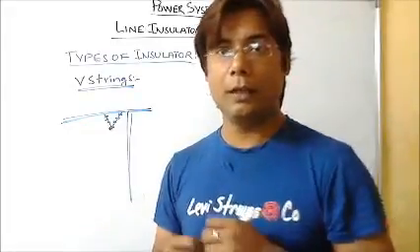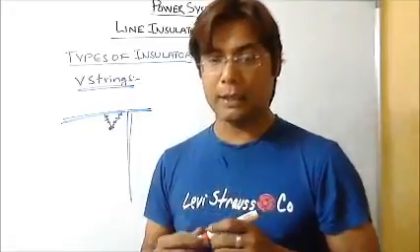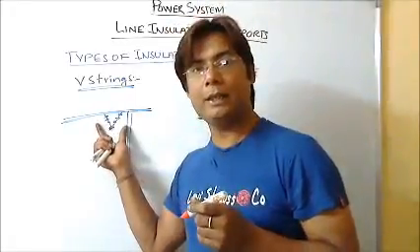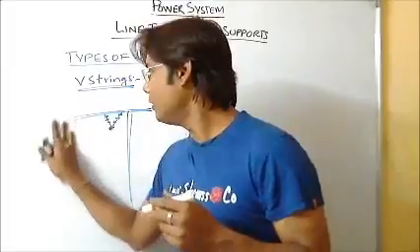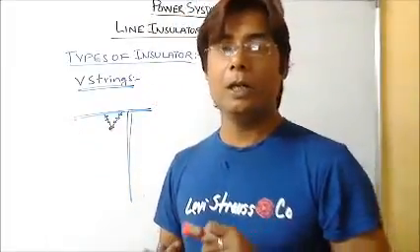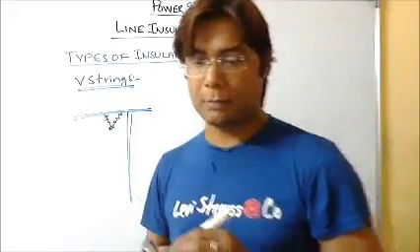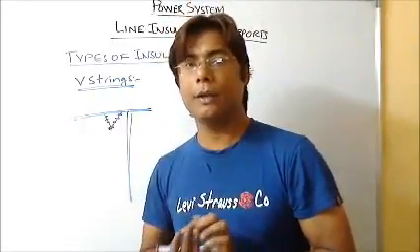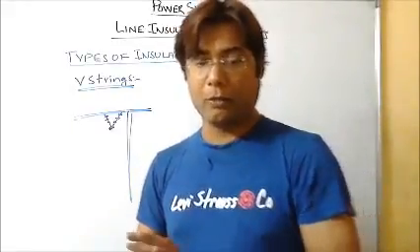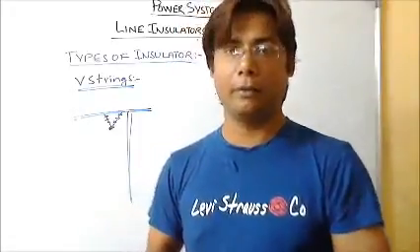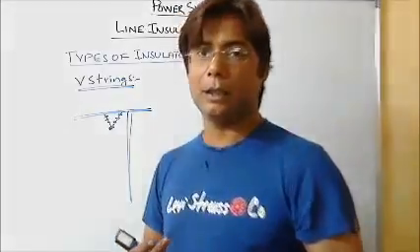There is less chance of line to line fault in the V-string type of insulators, and since the movement is less, the total length of the cross arm becomes low, so the right of way is very low, and lesser tower spacing can be provided. So this is the importance of the V-strings. Apart from that, the lightning performance is improved. Normally these V-strings are designed for and suitable for single circuit conductors only.